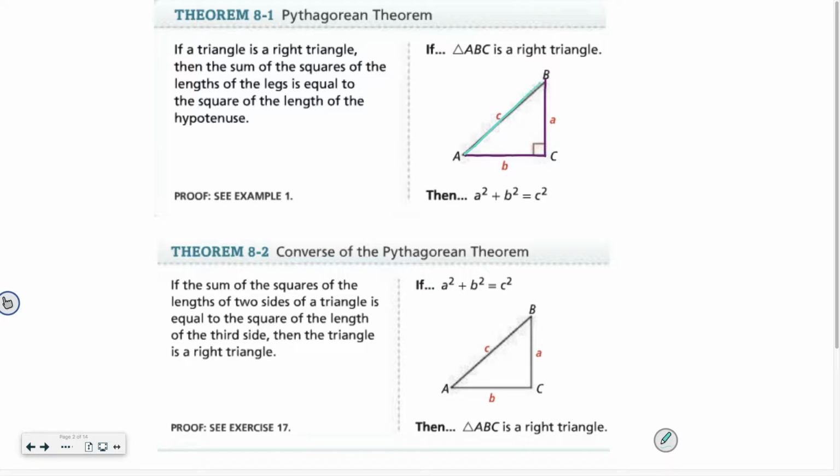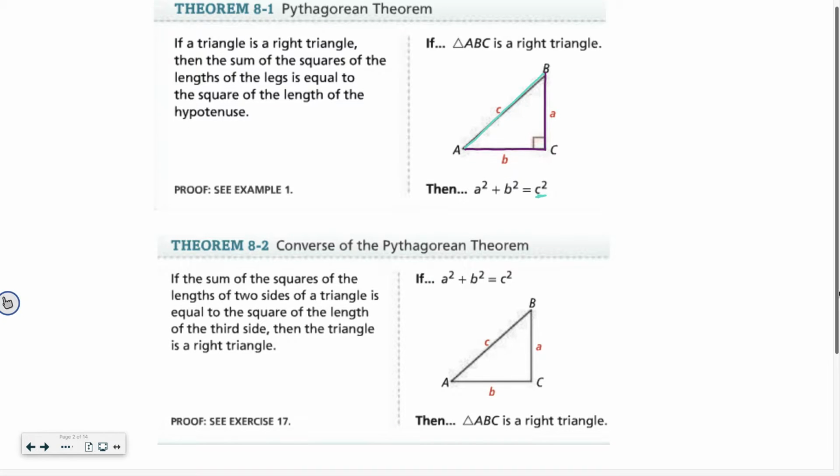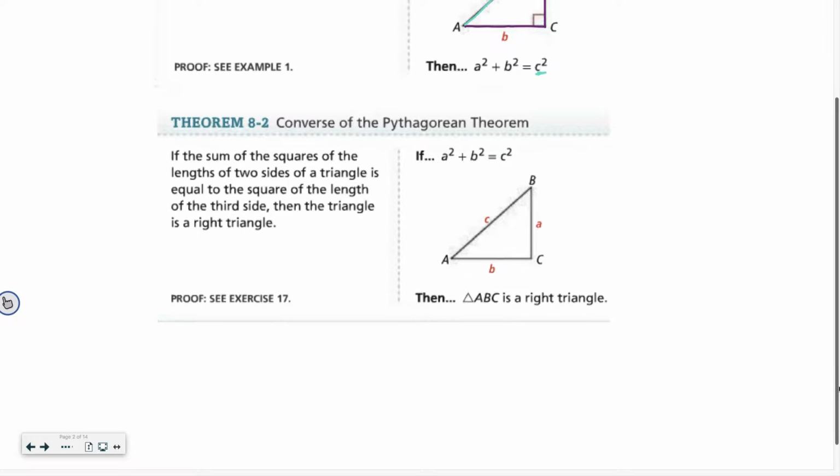It's the side that does not touch the right angle. That's really the only side that you have to make sure you get in the correct spot. So the side that does not touch or make up the right angle is always your C squared, okay? Otherwise, the other two you can switch around and the order doesn't matter. So that's what you use if you already have a right triangle.